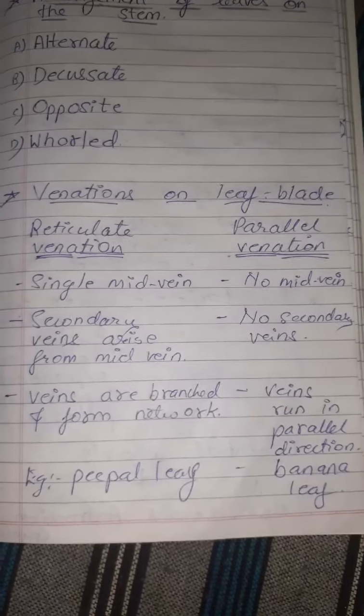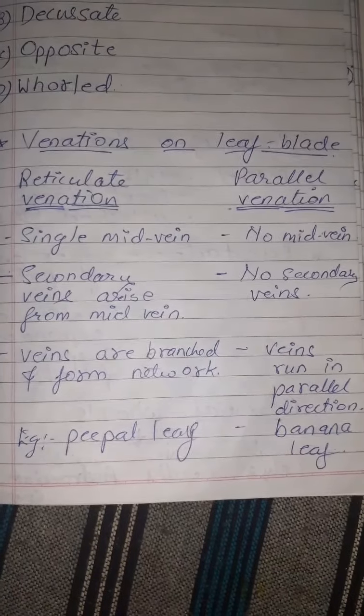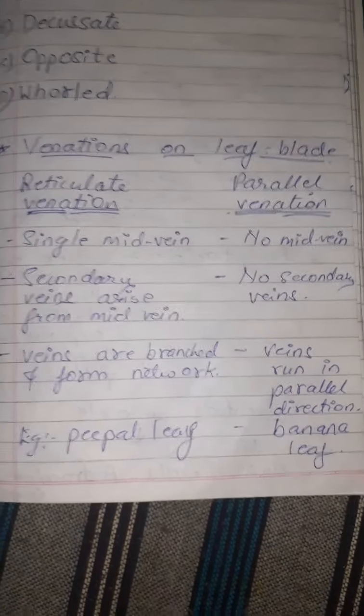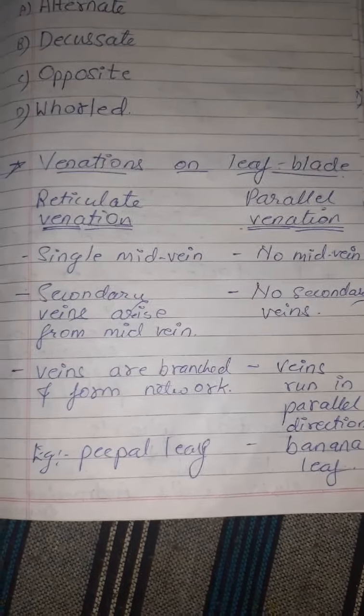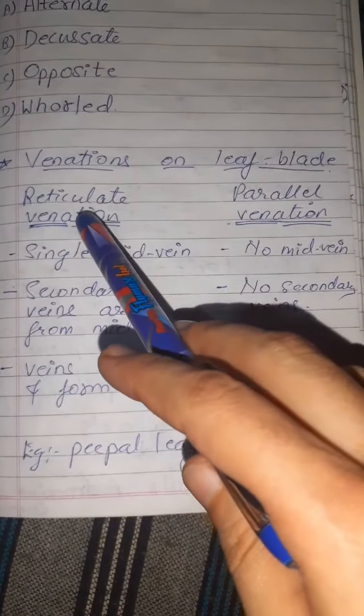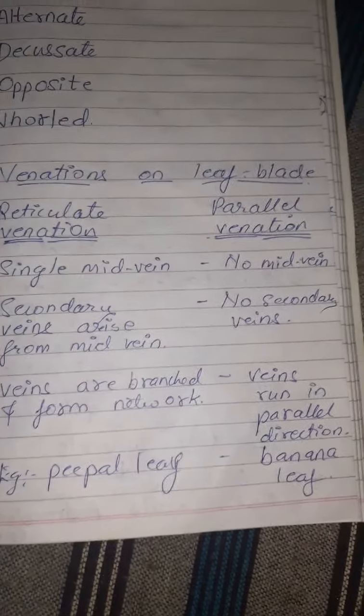The leaves of plants and trees show two types of venations. The veins will be present on the leaf in two patterns or in two manners. The first type of venation is reticulate venation and the second is parallel venation.